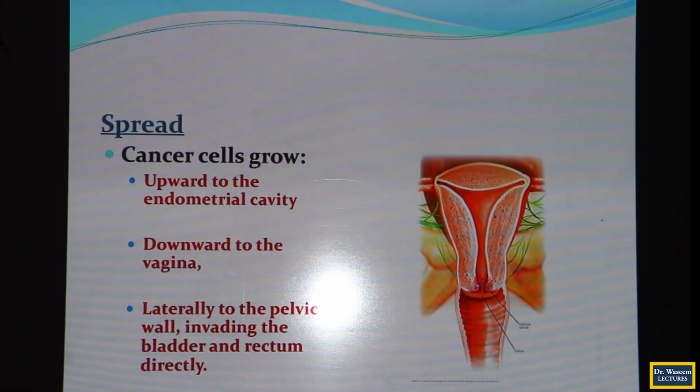Usually this cancer grows slowly, though upward it can involve the endometrium, downward it can involve even the vagina, laterally it will involve the pelvic walls, invading even behind the rectum, and in front it can invade even the urinary bladder also. So, local spread is also very important.